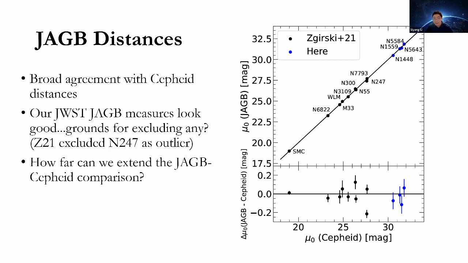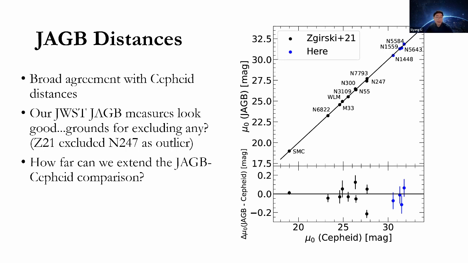But a good question to consider is, if we do find an outlier in future JWST data, what are grounds for excluding any? Do we include the full sample, or do we simply throw out galaxies when we measure H0? And that's something to keep in mind in the future.